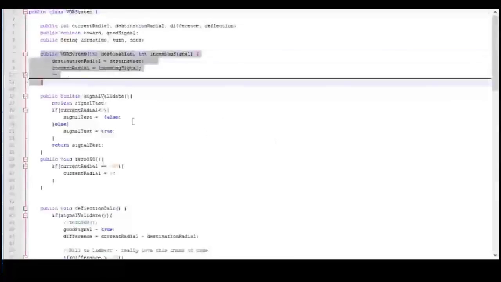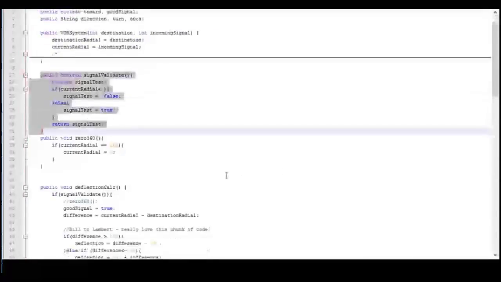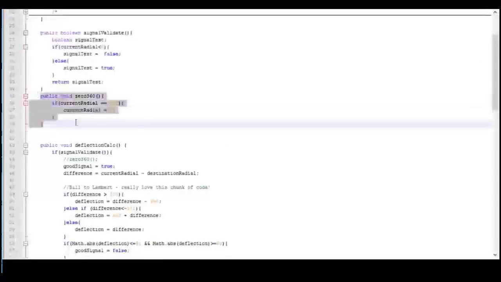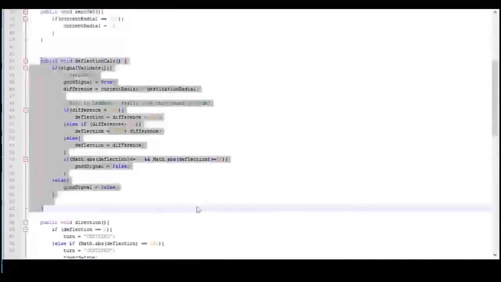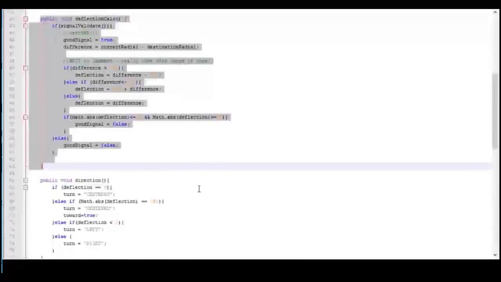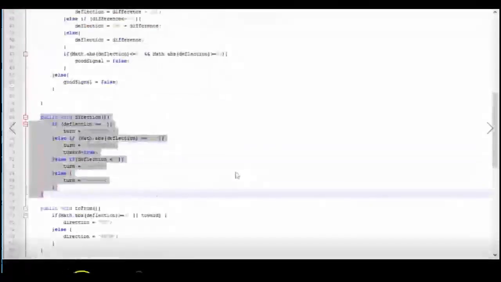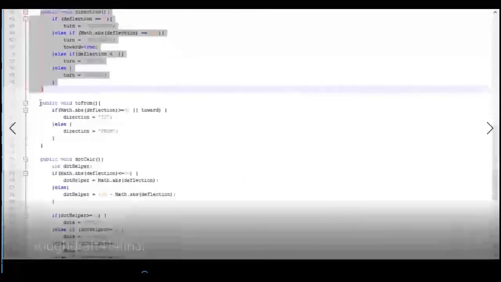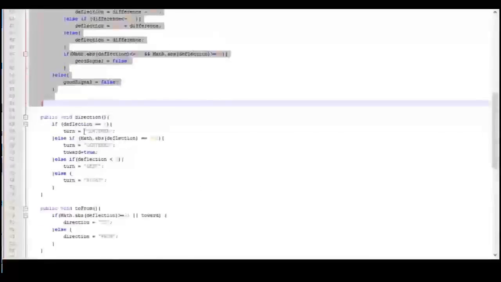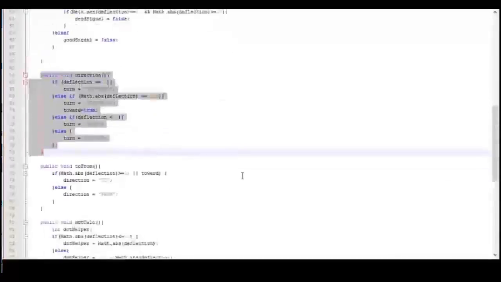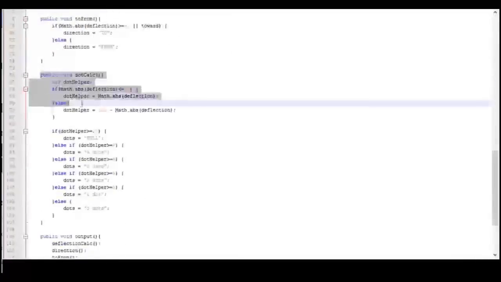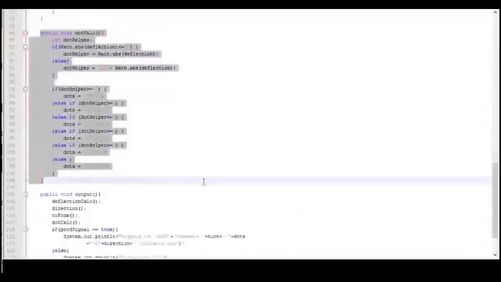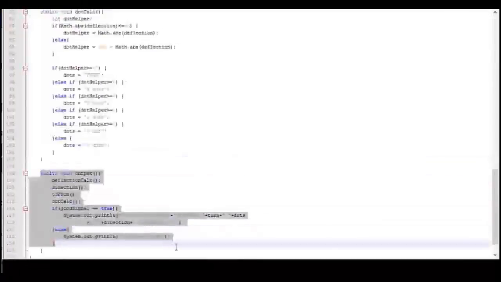Signal validate recognizes if the signal is good or bad. The deflection calc method first calls signal validate, then calculates the difference between OBS and actual radial. If a bad signal is received or if the plane is abeam the station, the bad indicator will be set. The direction method sets left or right deflection. The to from sets the to from flag, and dot calc determines the number of dots or full deflection.